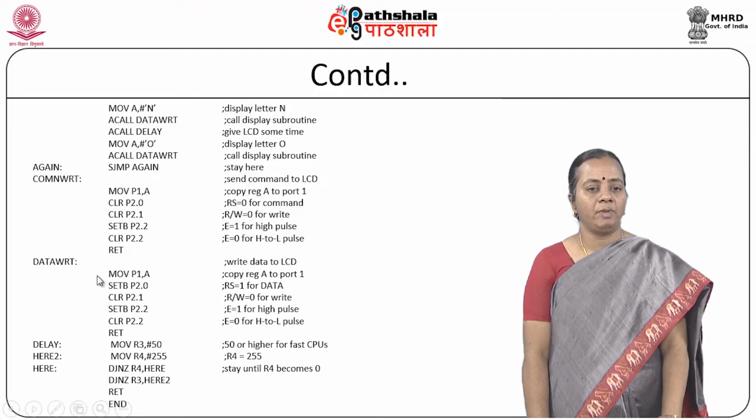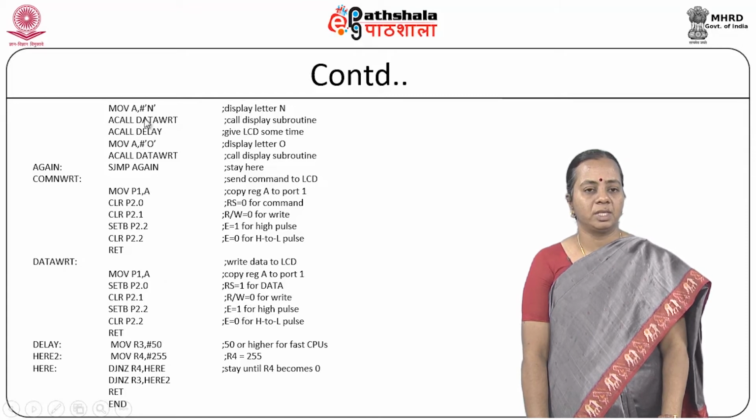When I call this data write subroutine, the A content, which is nothing but your N, is moved to port 1, P1. Then SETB P2.0, which is nothing but making RS equal to 1. This is the difference between these two routines. If RS is equal to 1, the LCD will understand that it is going to receive only data. Then CLR P2.1 makes write active so that something gets written, and SETB E makes E equal to 1, then E is equal to 0, and there is a return. So it comes back over here. Now the data is transferred to P1. This has to be written onto the LCD, so I am calling a delay.